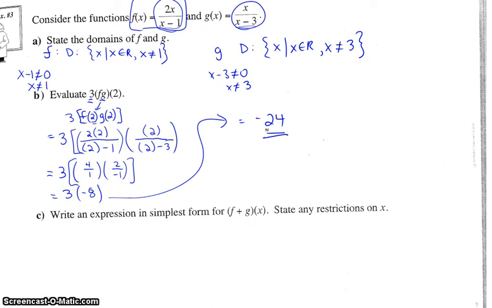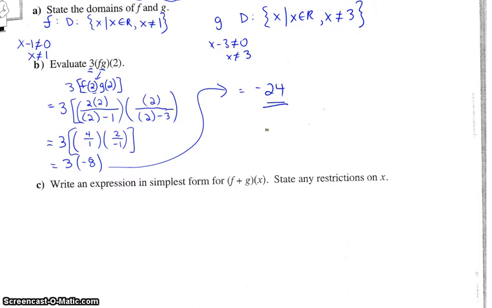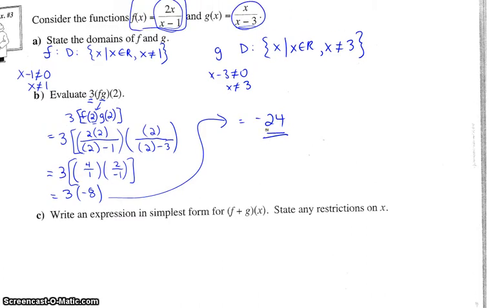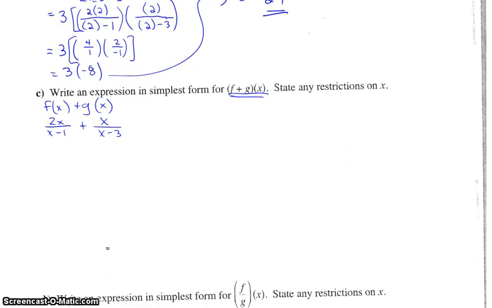Part C, write an expression in simplest form for f plus g of x. State any restrictions on x. Okay, so f plus g of x, let's just scroll that back up. If you recall, that is the same thing as saying f of x plus g of x. So let's replace f of x with what it equals, 2x over x minus 1, and replace g of x with what it equals, x over x minus 3. Okay, I'm going to scroll down now so we can see that better. All right, there's our two functions.